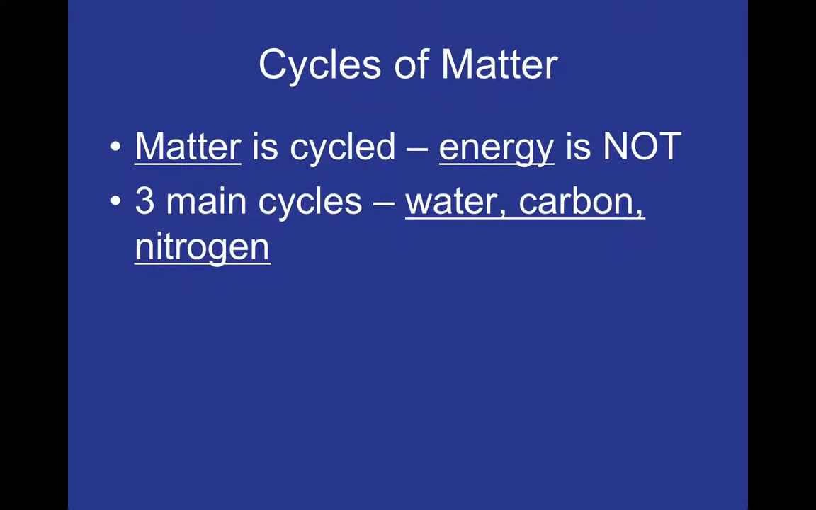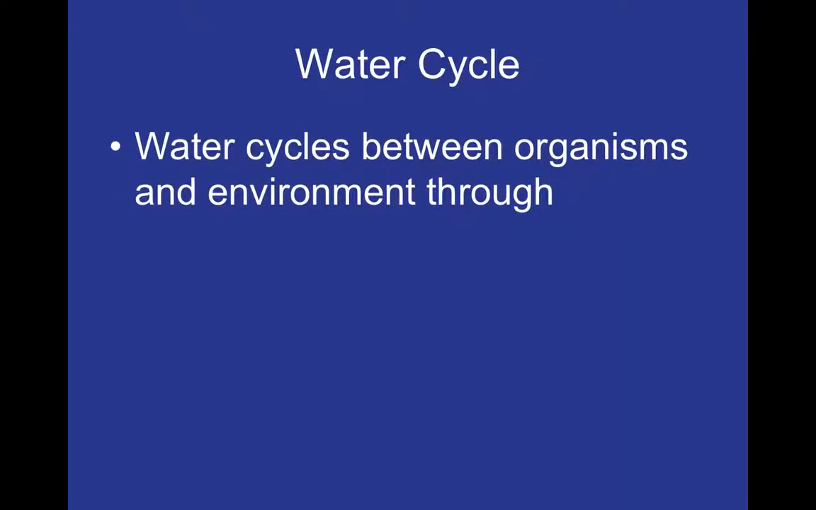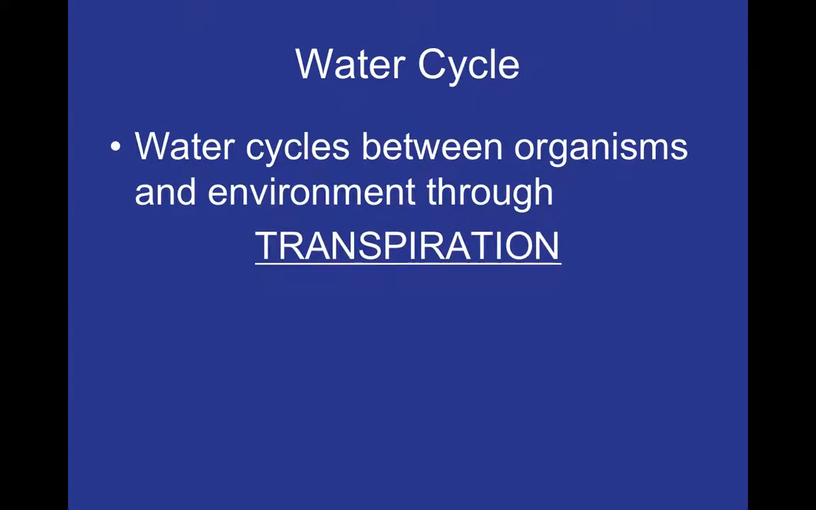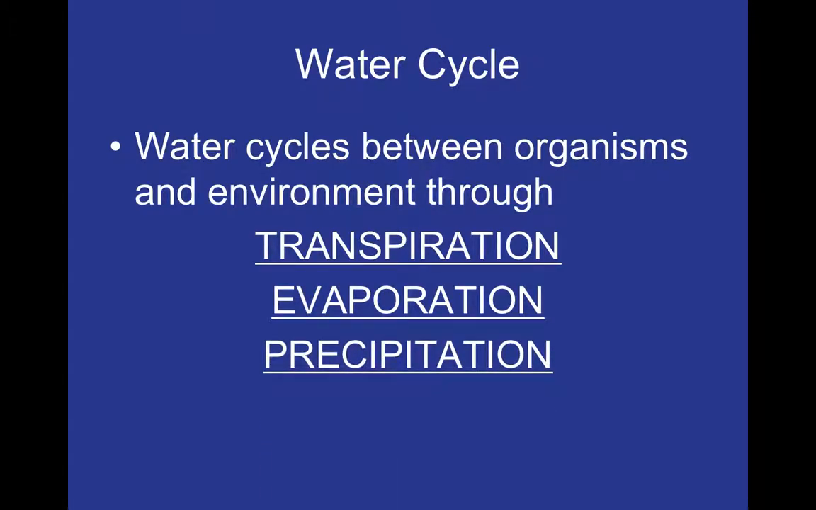So we have three main cycles. We have the water cycle, we have the carbon cycle, and we have the nitrogen cycle. So in order to go through these, we are going to need you to also have out your printed notes for this unit, because you're going to actually be drawing the cycles on there, since you can't do it very easily on the computer. So we're going to look at the water cycle first, and we've got water moving between organisms and the environment through a couple of processes. So we have transpiration, we have evaporation, and we have precipitation. So let's see how these actually kind of fit in with each other.